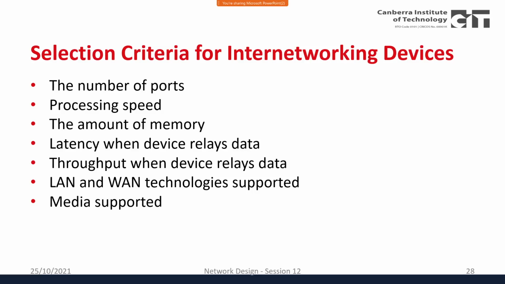For example, some routers support VPN technologies, others don't. So do we actually need a router which is more expensive that will support VPN? Do we actually need VPN? We need to ask ourselves all of this. And the media supported. Some switches and routers only support Ethernet, copper cables, and stuff like that. So do we require fiber? Do we need to have fiber connections? If so, we're going to have to buy devices that support fiber connections as well.